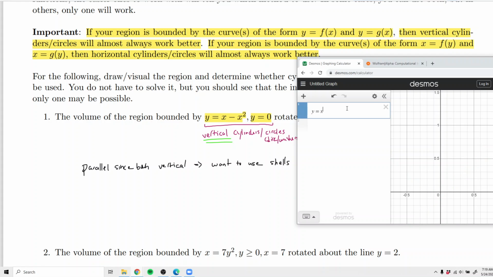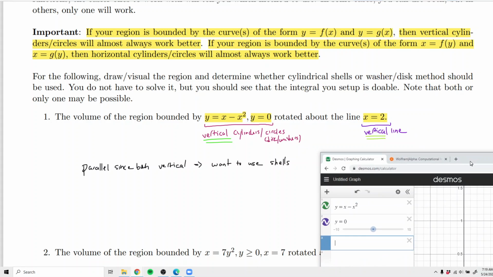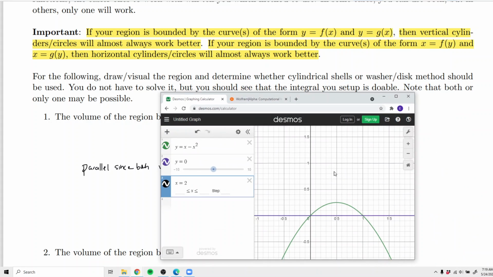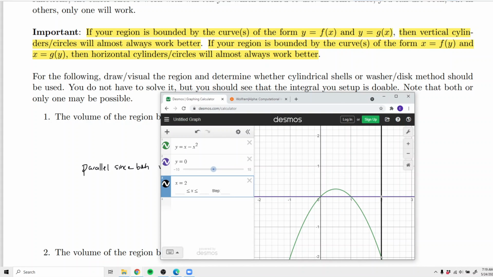So we have y equals x minus x squared, y equals 0, which is the x-axis, so you don't really need to draw that in. And then we're rotating around x equals 2. Scroll out here because it's the vertical line over there. And you can see it's exactly what we would want vertical, or we would want cylindrical shells for.